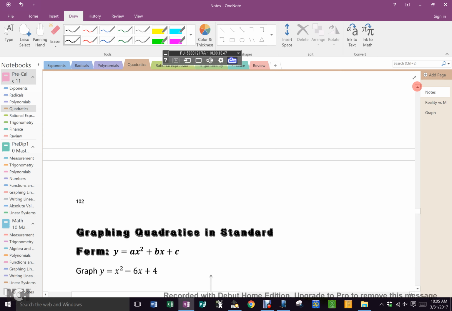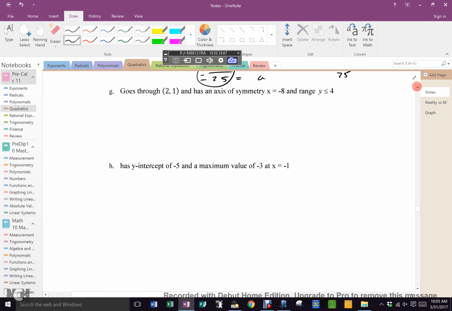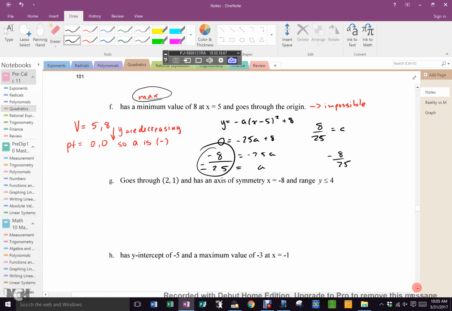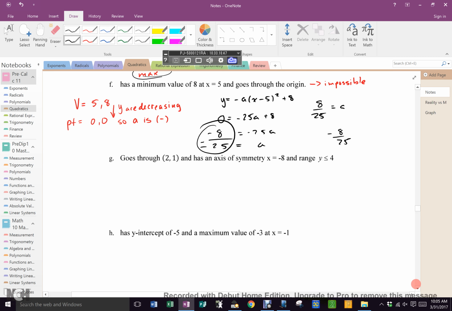So, whoa there, big stuff. What's the new word in G? Axis of symmetry and range. So, axis of symmetry. What does that mean?